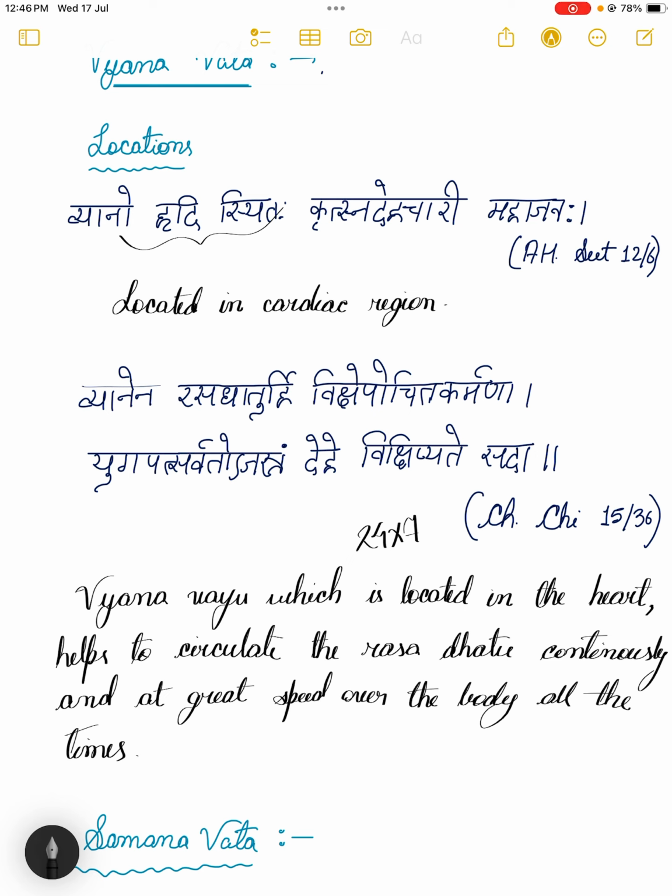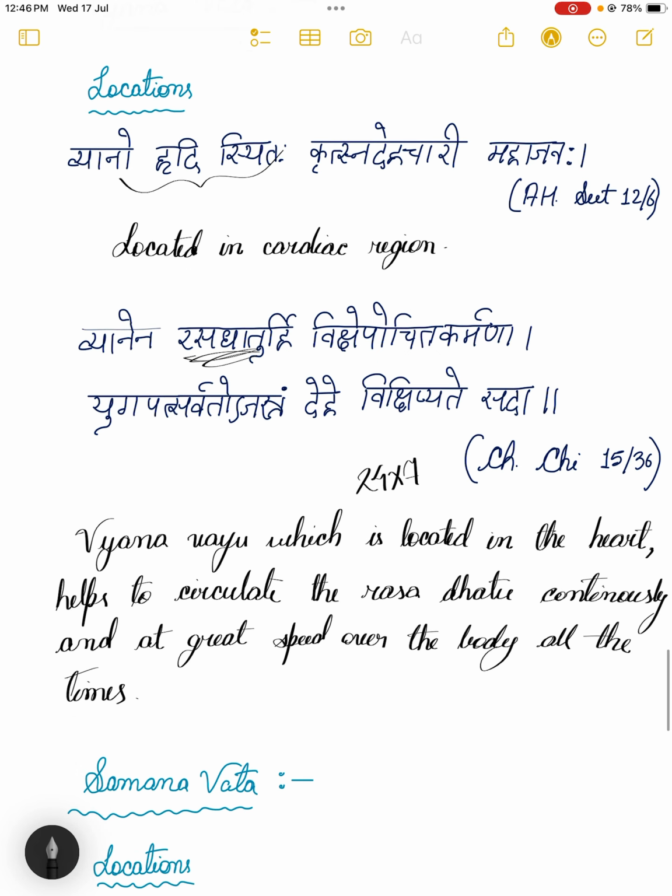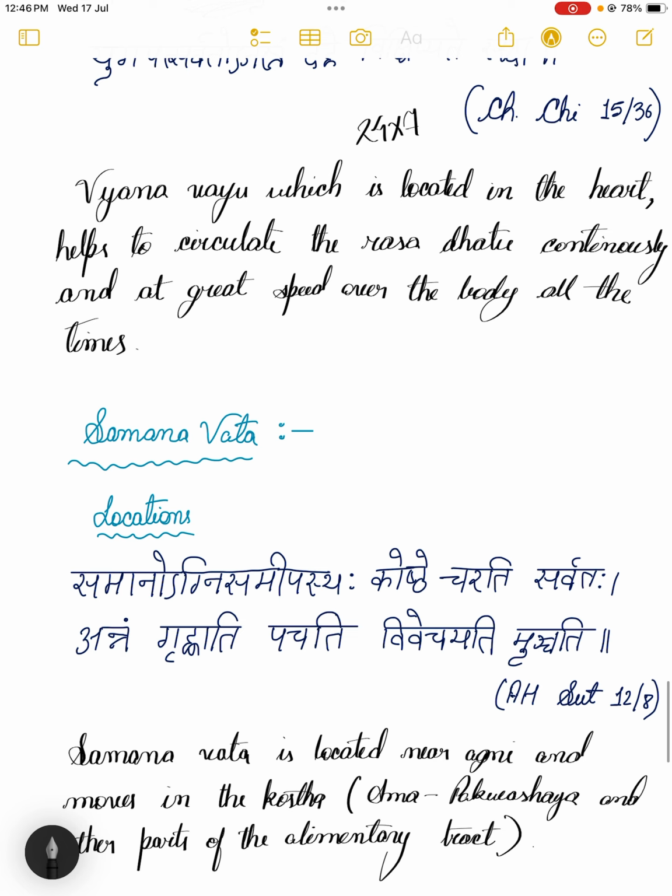Thus, in simple terms, it means that Vyan Vayu is responsible for circulating the Rasa Dhatu at great speed all over the body 24/7, continuously and simultaneously. Thus, this is the function of Vyan Vat. This verse is very important from the examination point of view as well as the Viva point of view. Next, the Saman Vat.